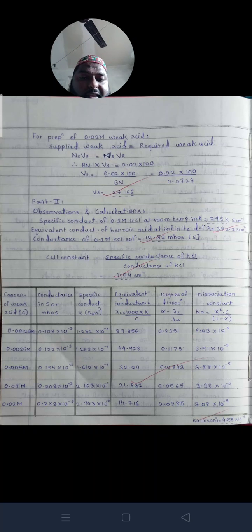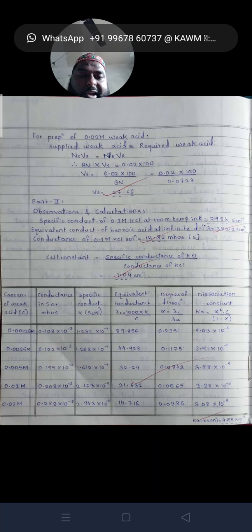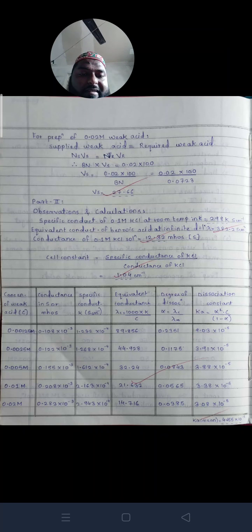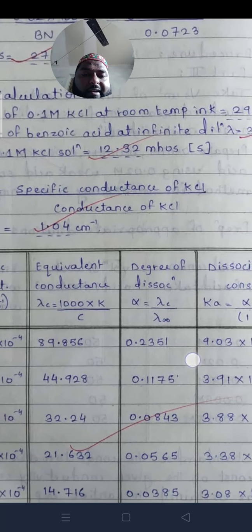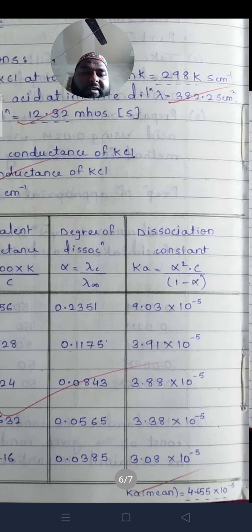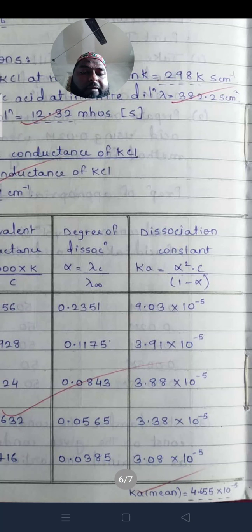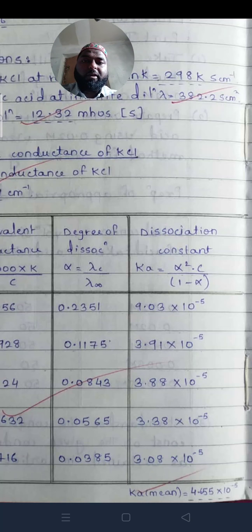Then we see the degree of dissociation. Alpha can be calculated using the formula alpha is equal to lambda c upon lambda infinite. You will get these values. Then the dissociation constant K is equal to alpha square C upon 1 minus alpha. We will get the dissociation constant K for the 5 different concentrated solutions. We will take the mean of that and note it in the result.